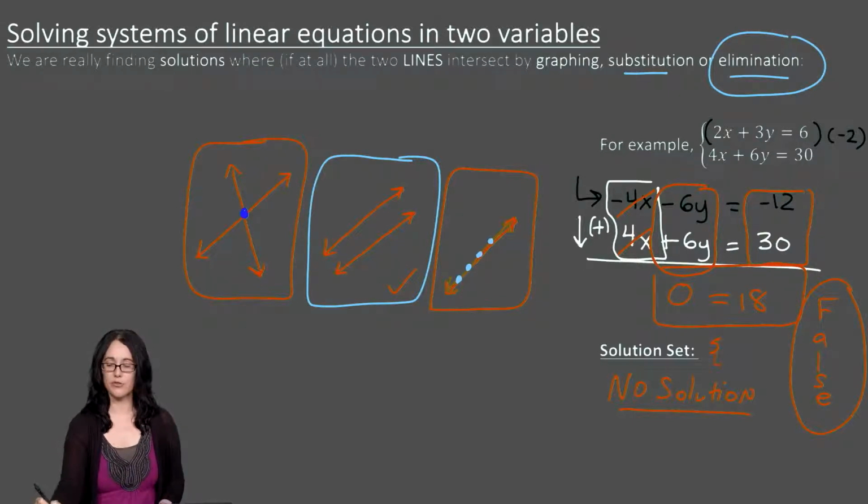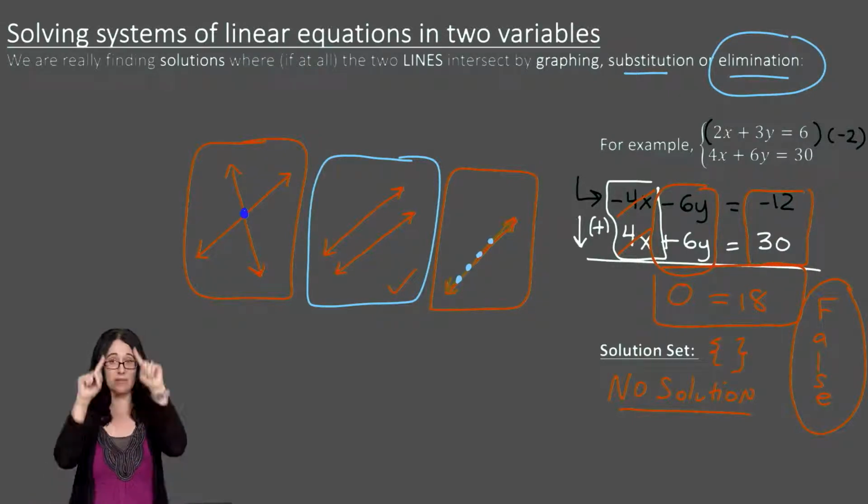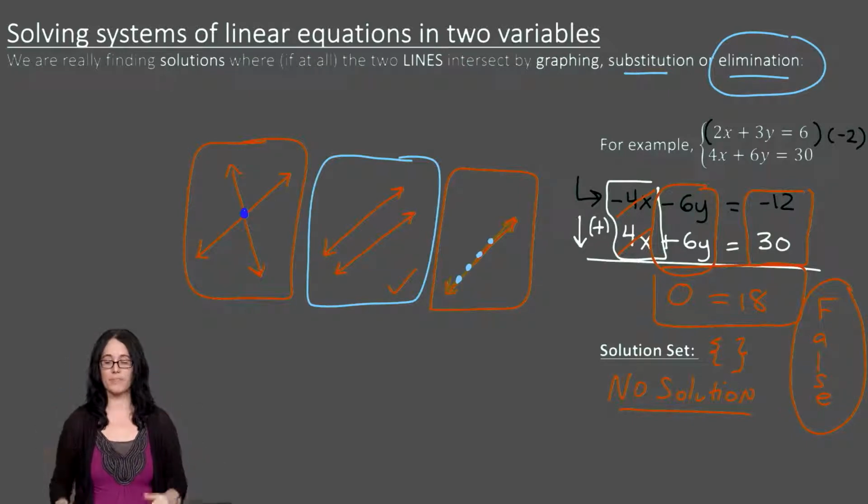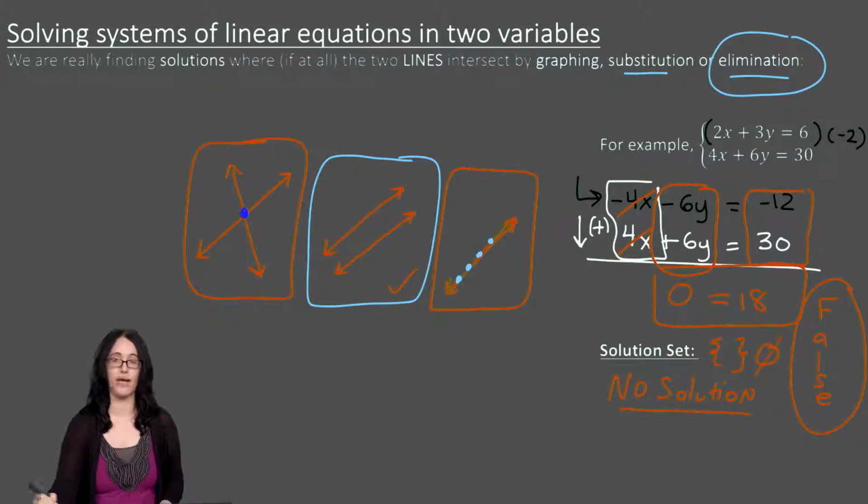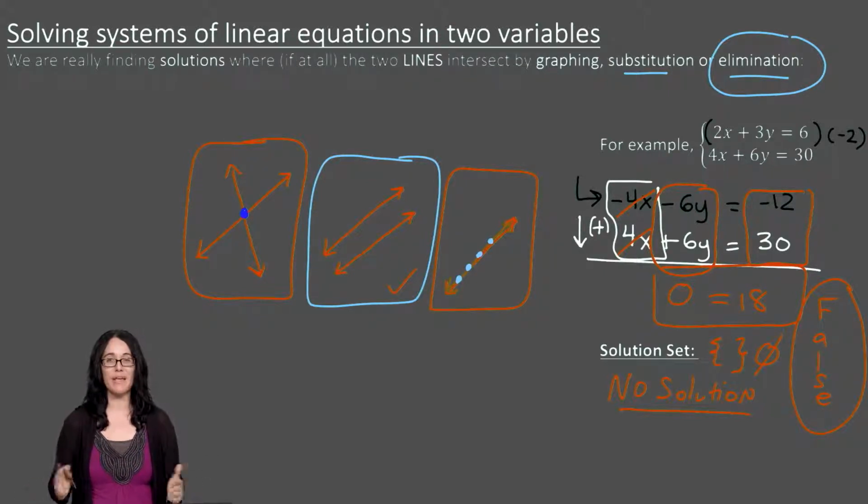One way to write no solution, by the way, is the empty set, the braces with nothing inside of them. It's saying there is no x or y value which would satisfy both of them at the same time. Okay? Another way is to write the circle with the line through it. All right, well that hopefully is a review for you from previous math classes.